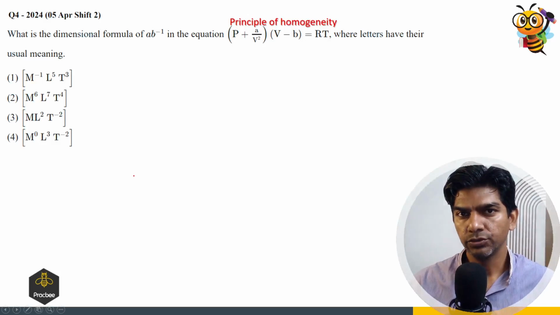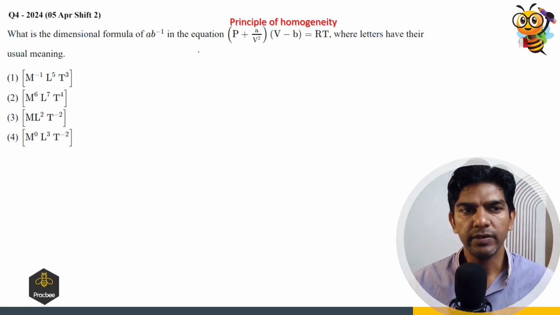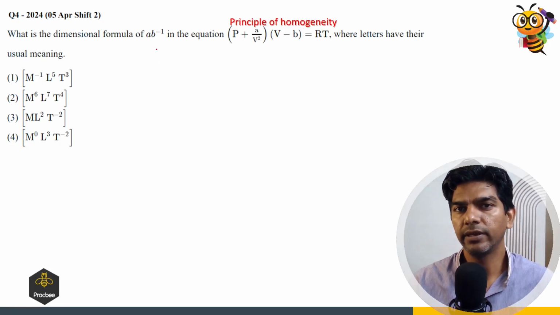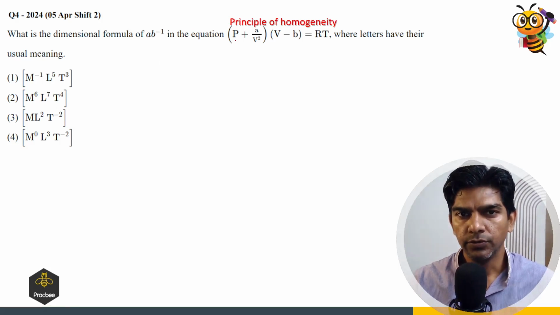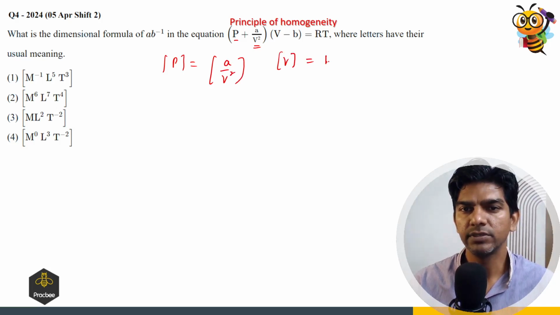Now let us see the next question based on the same problem type. What is the dimensional formula of a b raised to power minus 1 in the equation p plus a by v square times v minus b equals rt? Let the symbols have their usual meaning. So let us first find the dimension of a and b, and then we can find the dimension of a b raised to power minus 1. By the principle of homogeneity, dimension of p will be same as a by v square, and dimension of v will be same as dimension of b.